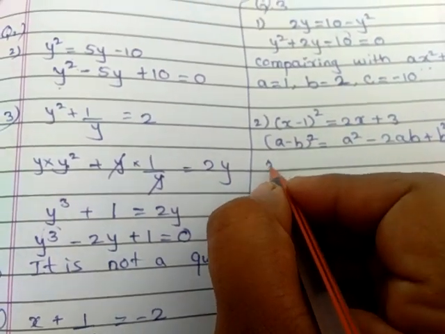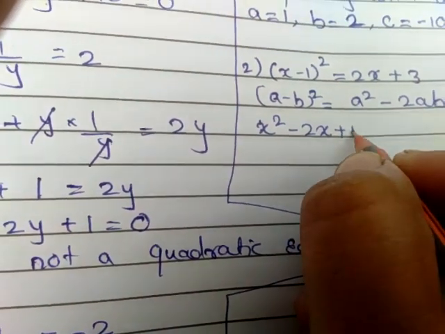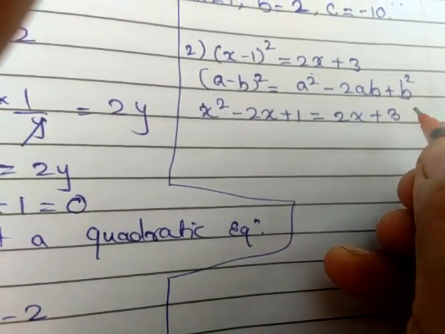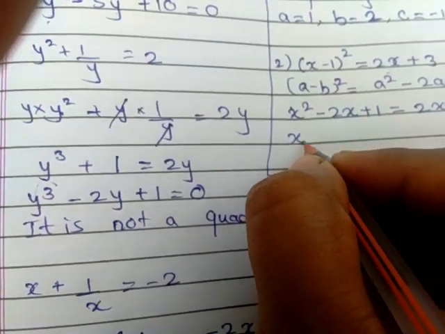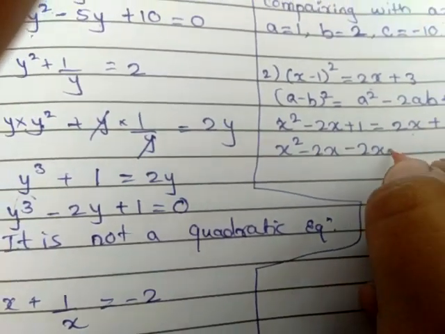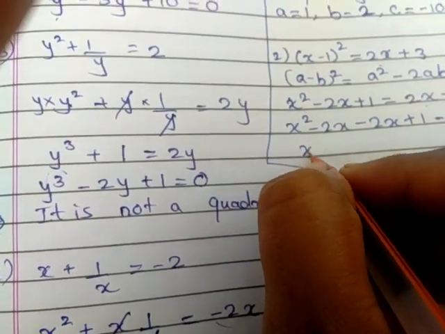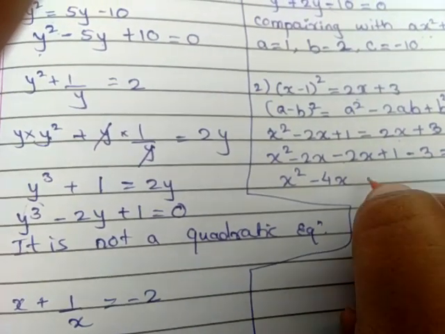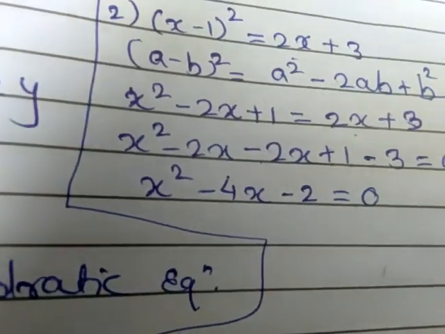By using this formula we will solve this bracket. x minus 1 bracket square is x square minus 2x plus 1 is equals to, write this value as it is, 2x plus 3. Now take this 2x plus 3 on left hand side, it becomes x square minus 2x minus 2x plus 1 minus 3 is equals to 0. Now x square minus 4x plus 1 minus 3, that means minus 2 is equals to 0. Now it is in the standard form of the quadratic equation.